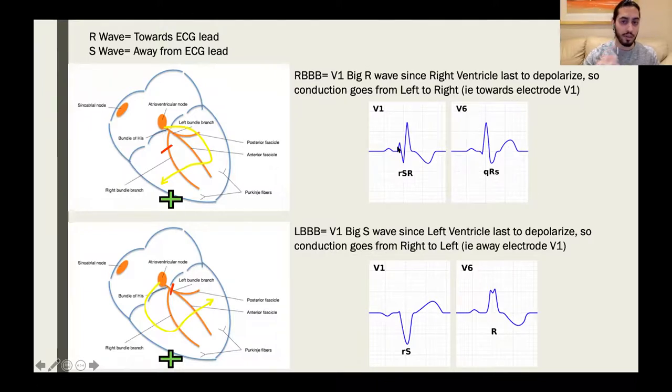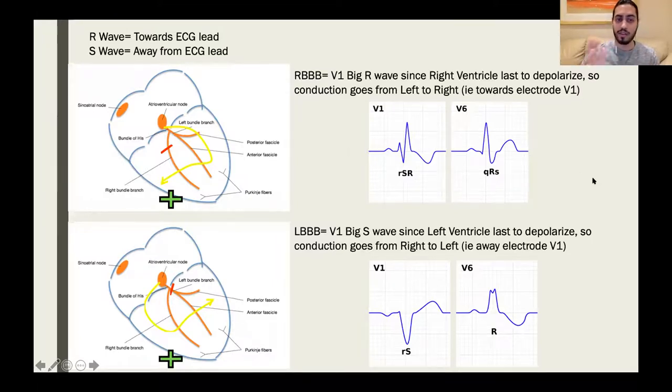The main things to look for is your RSR, this M thing, and see if it's in V1 or V6. If it's in V1, you know it's right bundle. If it's in V6, it's left bundle. And then for the opposite lead, if you're looking at right bundle, if you've got an S wave in V6, it's right bundle. If you've got a big S wave in V1, then it's left bundle. I hope that clarifies it, but we'll have some more examples a bit later on as well.